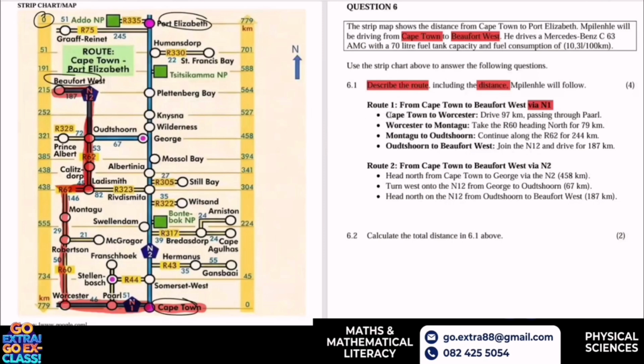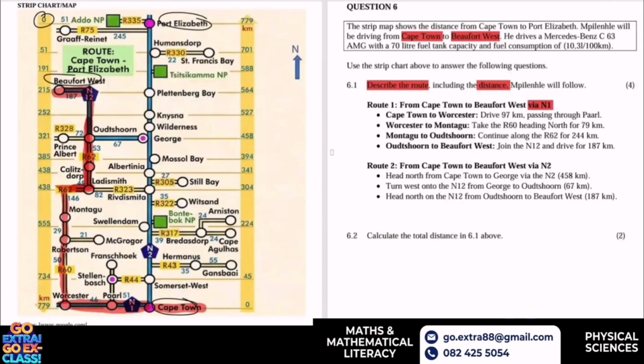So the route from Cape Town to Bedford West is via N1. Therefore, I said here, from the first point, you can say from Cape Town you have to travel to Worcester, and this is the route that he can follow. From Cape Town to this point, he will drive 97 kilometers, and when he drives there, he will pass through what?